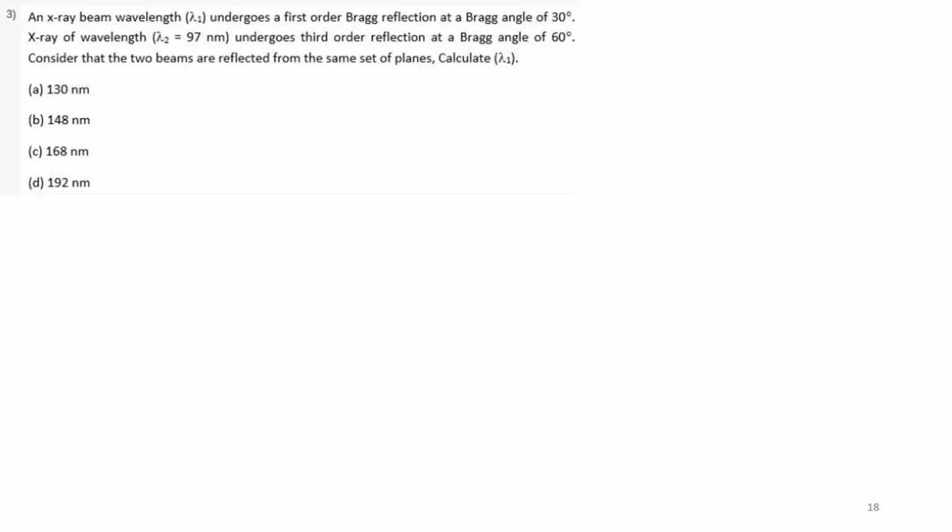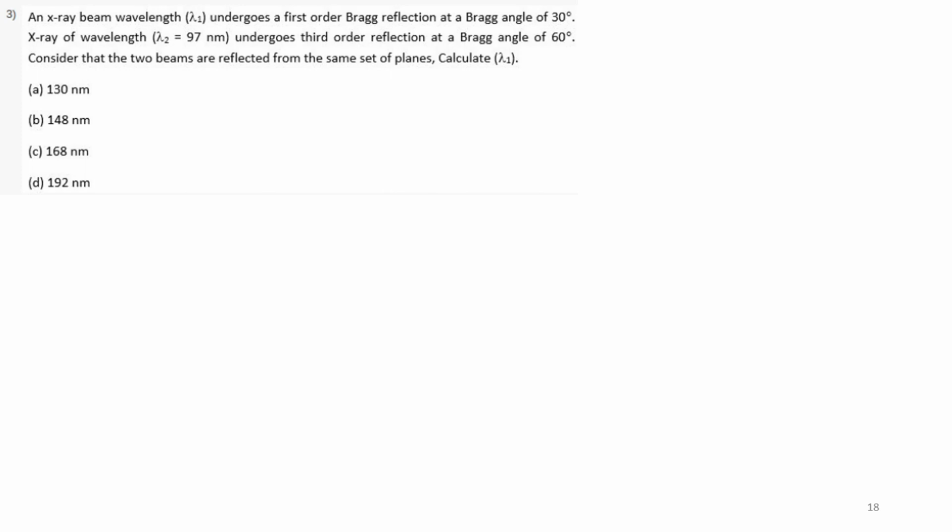Now we have the third problem. An X-ray beam of wavelength lambda 1 undergoes a first order Bragg reflection at a Bragg angle of 30 degree, and an X-ray of wavelength lambda 2 equal to 97 nanometer undergoes third order reflection at a Bragg angle of 60 degree. Consider that the two beams are reflected from the same set of planes.